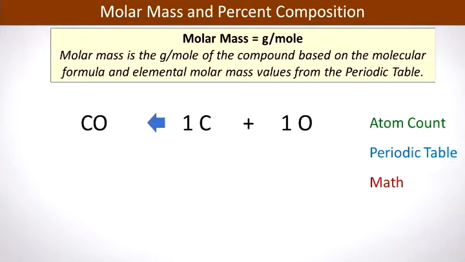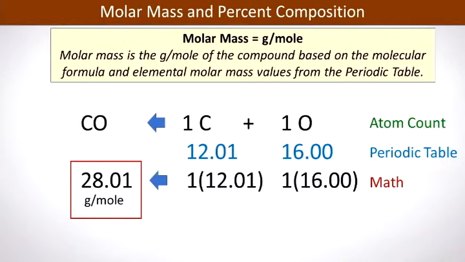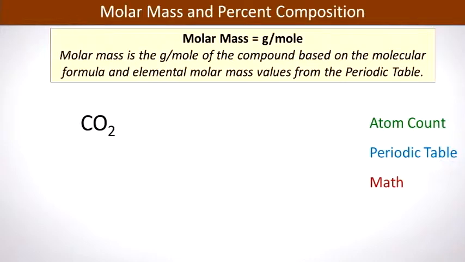If we take a look at carbon monoxide, we notice that it's composed of 1 unit of carbon and 1 unit of oxygen. On the periodic table, we find the following molar mass: 12.01 gram per mole for carbon and 16.00 for oxygen. Since there's 1 unit of carbon, we multiply 1 times 12, and since there's 1 unit of oxygen, we will multiply 1 times 16, and we will sum these values for a total of 28.01 gram per mole.